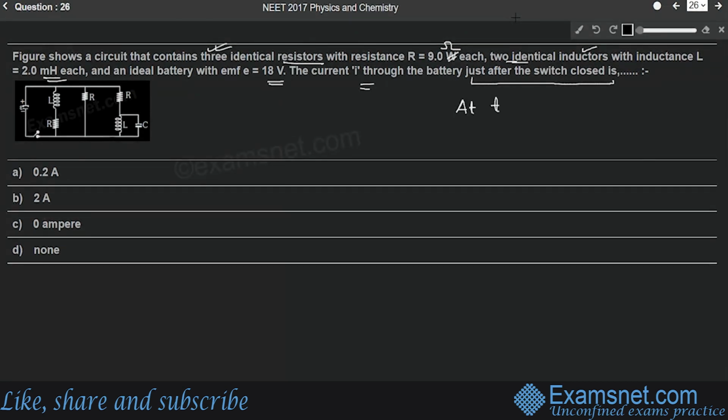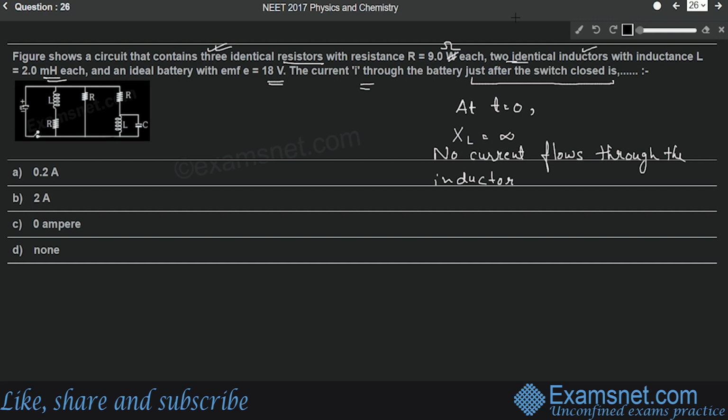At t equals to 0, what happens? The inductor will offer infinite resistance, right? That means XL is equal to infinity. So no current will flow through the inductor. Okay, no current flows through the inductor. That means it will act as open circuit.